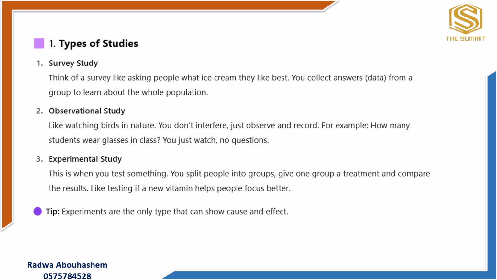This is when you test something. You split people into groups, give one group a treatment, and compare the results. Like testing if a new vitamin or new medicine helps people focus better, or maybe you are treating cancer, something like this. So experiments are the only type that can show cause and effect.